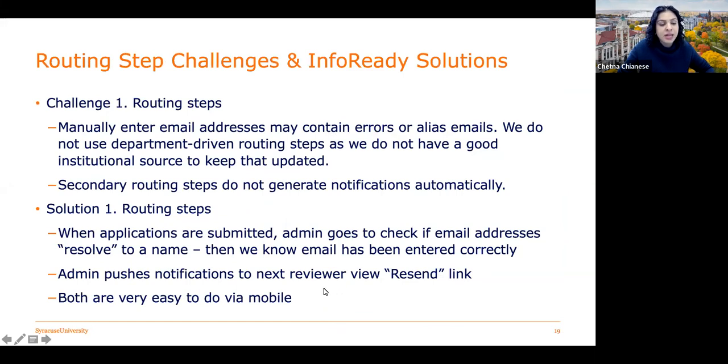So some of the challenges we had, the routing steps. We use applicant-driven routing because, again, department-driven routing steps don't work for us. So you have to manually enter the email addresses. If there's an error, it won't route to a person. We have single sign-on, and if they use law.syr.edu instead of syr.edu, it does not route to the approver. So we have to go in and check those manually. That's not hard. It's very easy to see when the address is wrong.